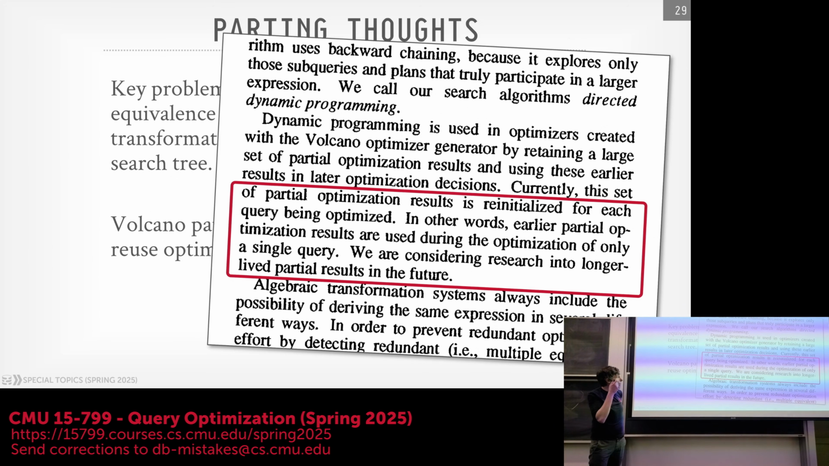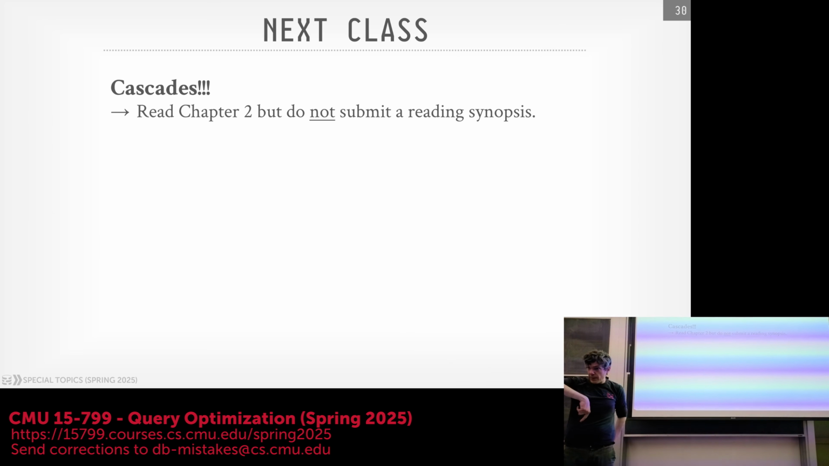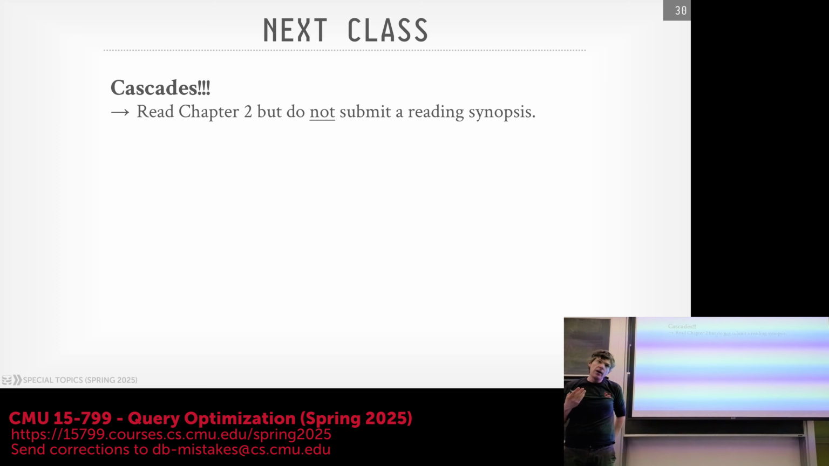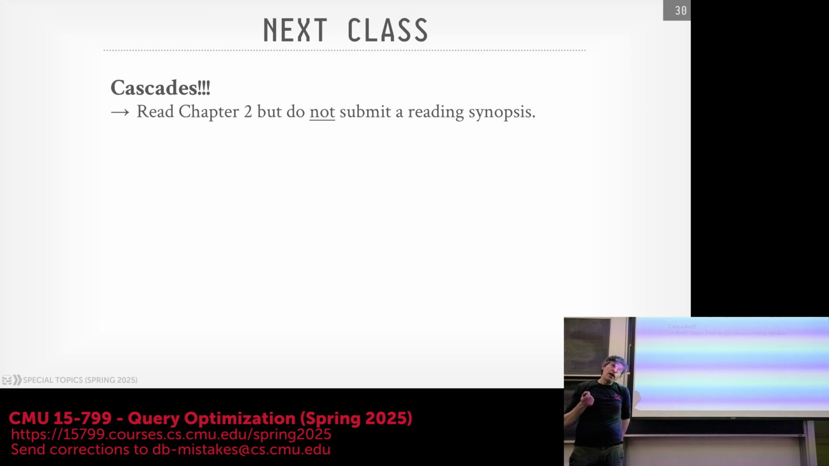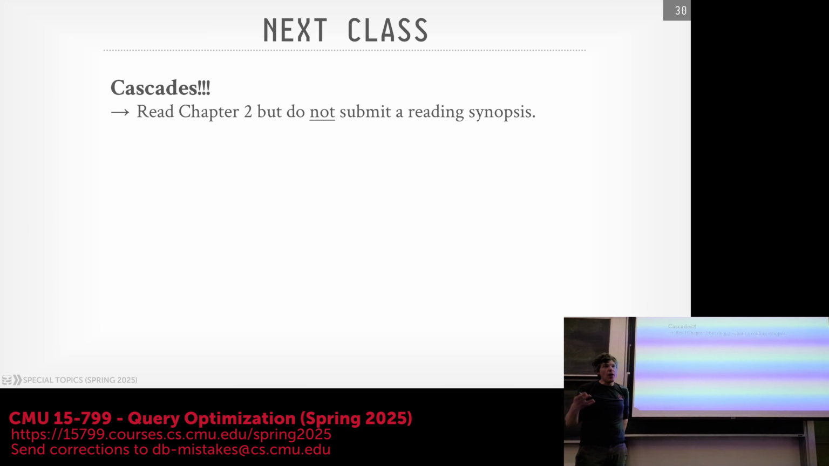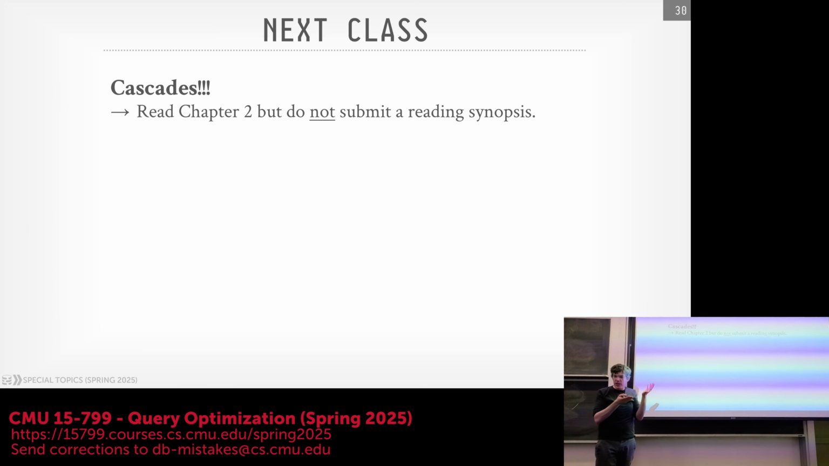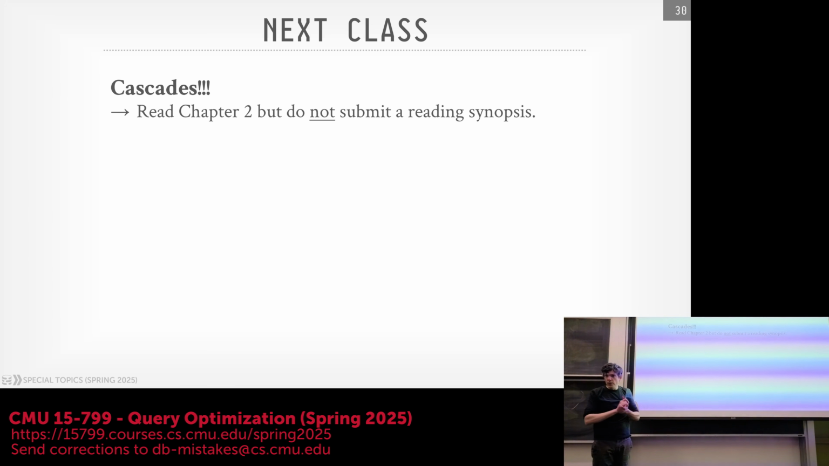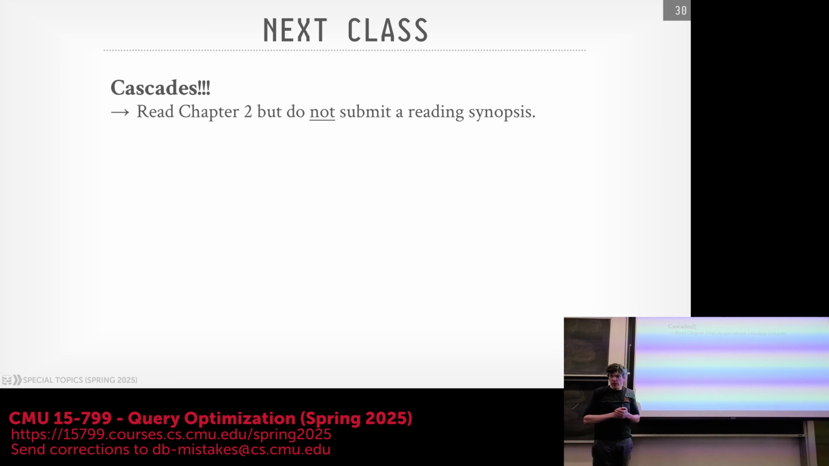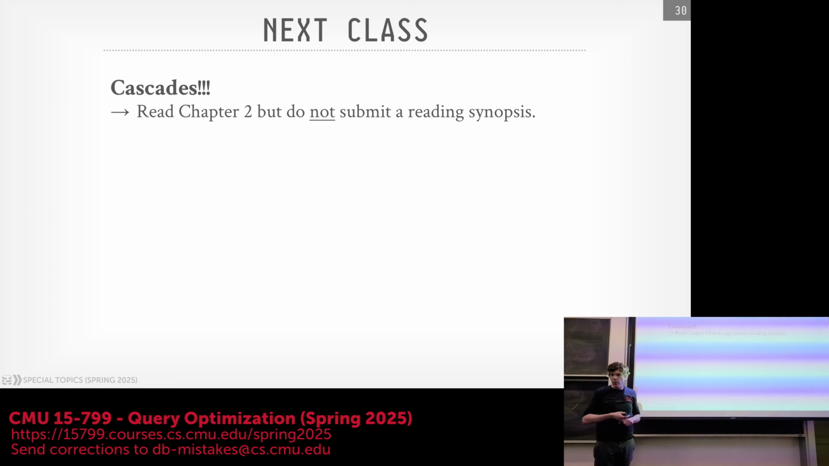All right, so next class is going to be about Cascades. There'll be no reading synopsis due. I'd rather you spend your time reading the chapter. They're going to call it explicit functions that they have for the search algorithm. But now that you have the context of understanding what Exodus and Volcano do, you'll start to make more sense of what Cascades is actually trying to do for you. So again, don't do the synopsis. I'd rather you spend time reading it and understanding it more clearly. Okay?